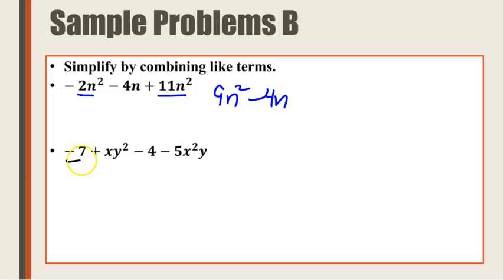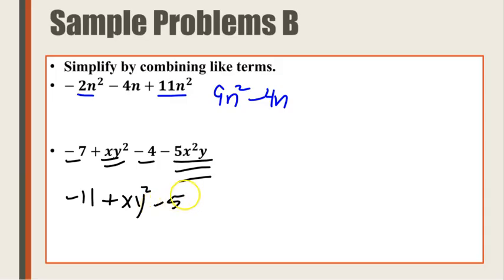This next one, I got a -7 and a -4. I can combine those, and that gives me a -11. This next one, xy squared, and this one is x squared y, so they're not the same. So I can put those as separate ones. That'd be plus xy squared minus 5x squared y.